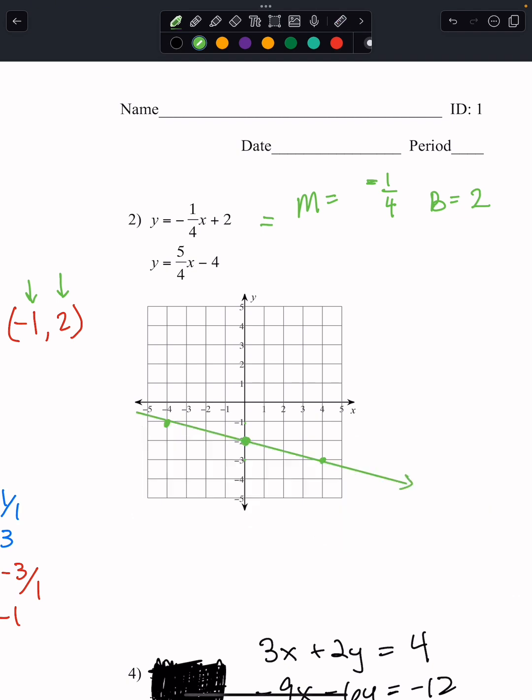And then I'm going to do the other one in, let's say, orange. So for this line, m is equal to 5/4. And then b is equal to negative 4. So I'm going to cross the dot at negative 4. And then I'm going to rise 5: 1, 2, 3, 4, 5. Run 4: 1, 2, 3, 4.